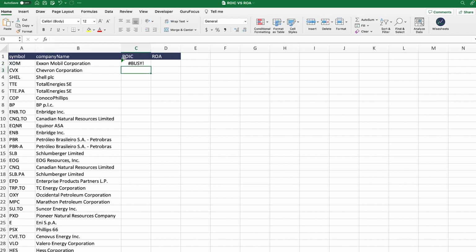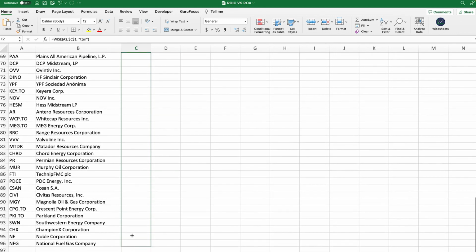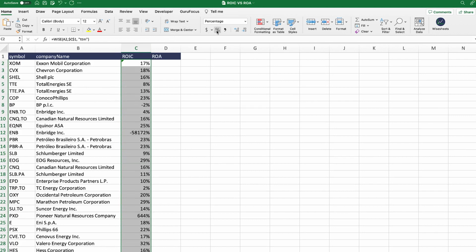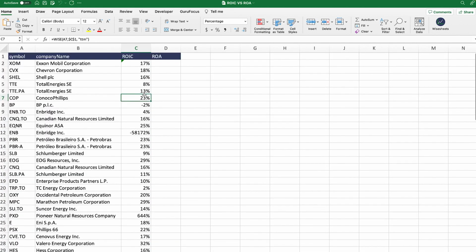Once you have this, you're going to click enter, and then you can simply drag it across for your different list of companies. And as you can see, slowly you will be able to get all of the data that you're looking for. So there you go, just like that. Now we have the data, and we can start to do some more analysis on the ROIC. Next up is how do you get the ROA?